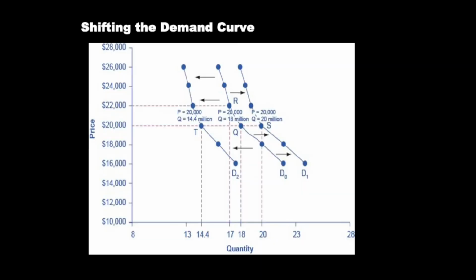Shifting the demand curve. Increased demand means that at every given price, the quantity demanded is higher. Therefore, the demand curve shifts to the right from D0 to D1. Decreased demand means that at every given price, the quantity demanded is lower. Therefore, the demand curve shifts to the left from D0 to D2.